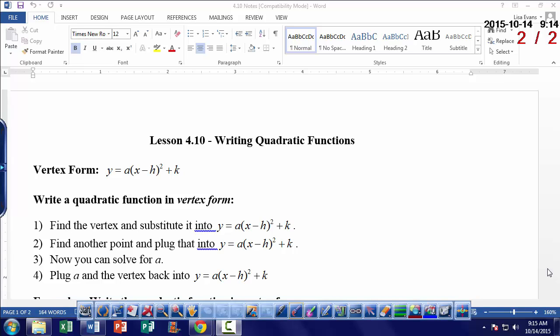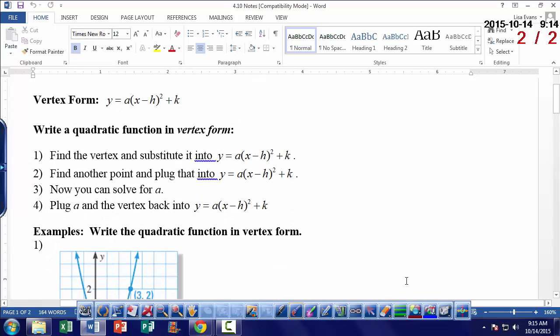Hello, today we're doing lesson 4.10, writing quadratic functions. There are two types of problems we're going to have. The first one, we are going to be given a vertex and a point, and we need to write our answer in vertex form. You can go ahead and follow these steps.